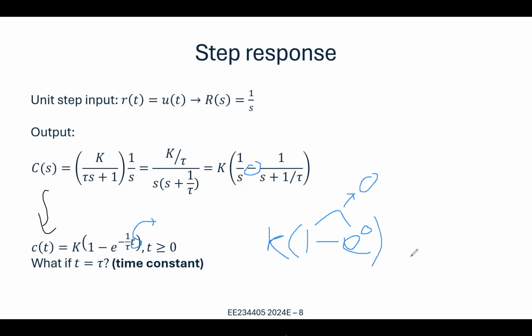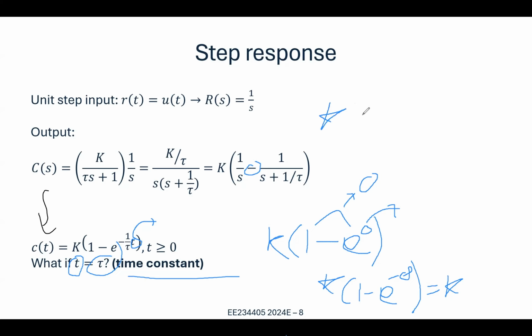If you have a very large time, then it would be k times 1 minus e to the minus infinity, which is basically just k. But what happens if t equals tau? This is what's called the time constant. So if t equals tau, we have k times 1 minus e, and those cancel, so it would be e to the minus 1.